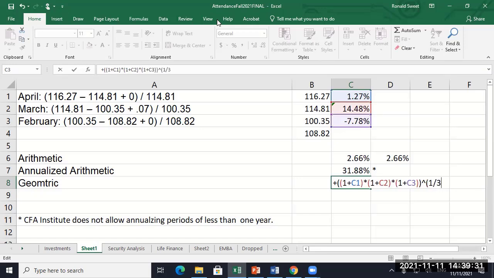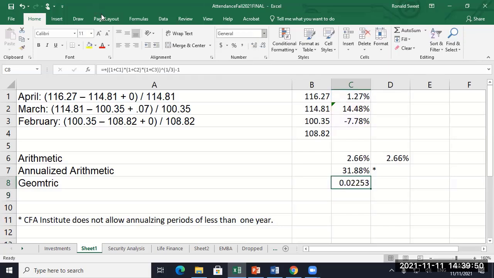1 divided by 3, so 3 months, minus 1. All right, y'all remember that formula? One thing we know is that if we did it right, it has to be less than what? It has to be less than 266. If it's not less than 266, we did that wrong. So let's see. That looks like that could be right. Y'all get that? 2.25%.